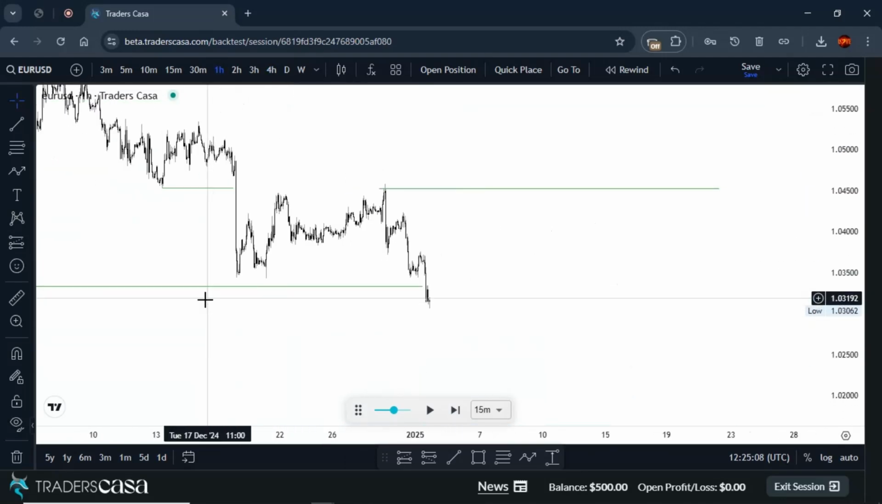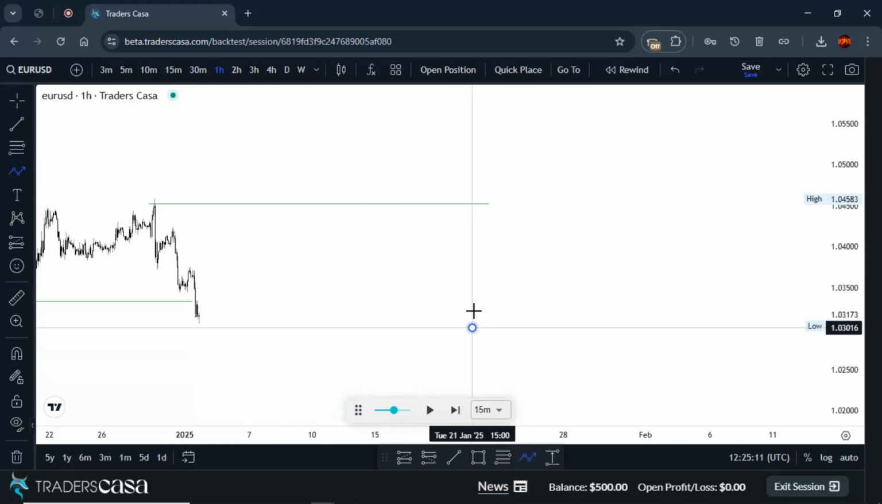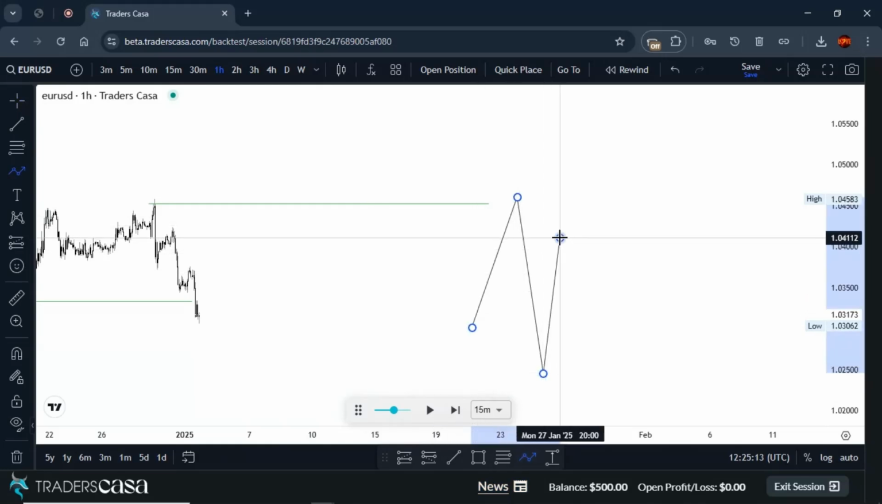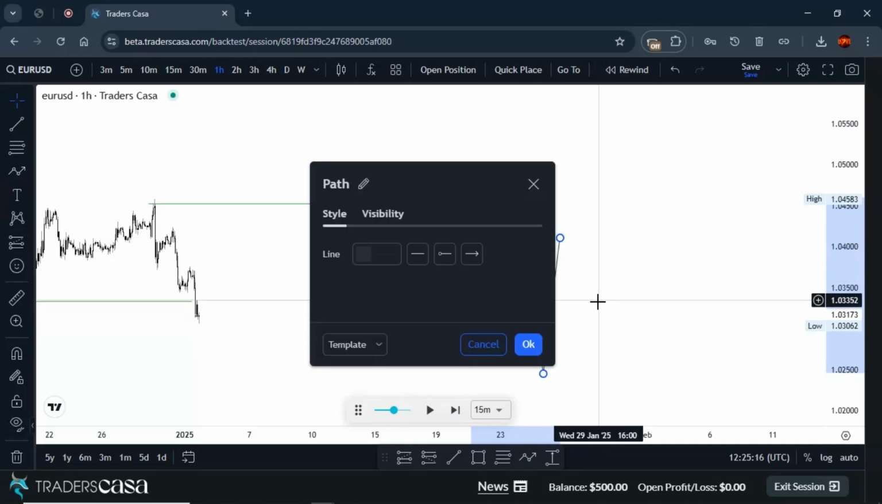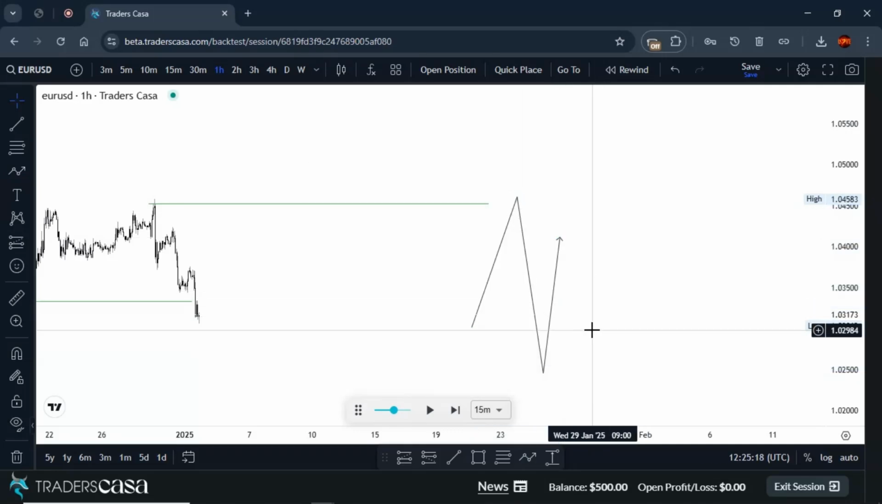Okay, so now what do we know happens in our basic market structure? After a break of structure, what do we expect? We expect a pullback, right? We expect a pullback into what? Into premium zones.